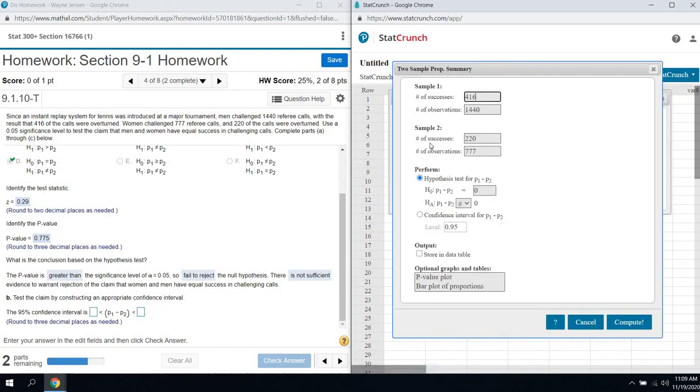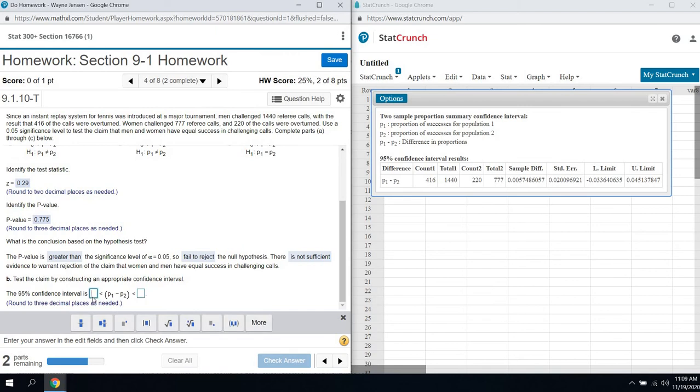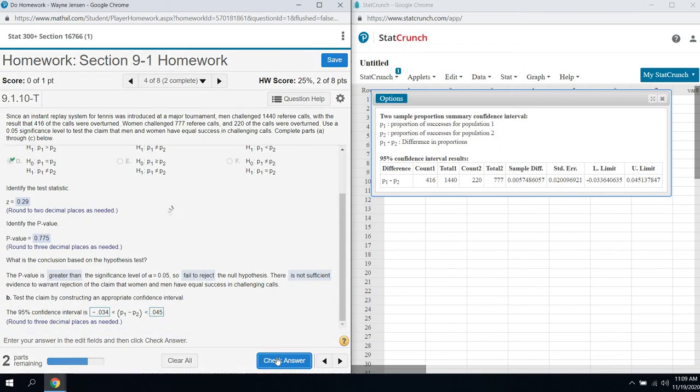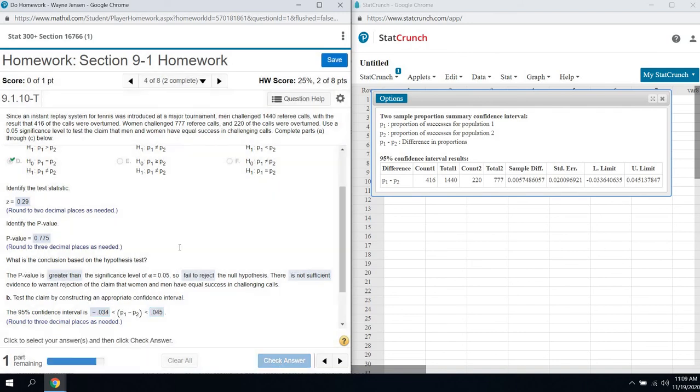Remember, we click edit. We don't start from the beginning, and we choose the other option. And by default, it chooses the most common one, 95, which is what we have. So all we have to do is compute. Now take a look at what happens here. This is why this is an excellent follow-up one. We get negative 0.034, and this is positive 0.045, and we'll check that answer. And it tells us we did great. We just plugged that in and everything's good.